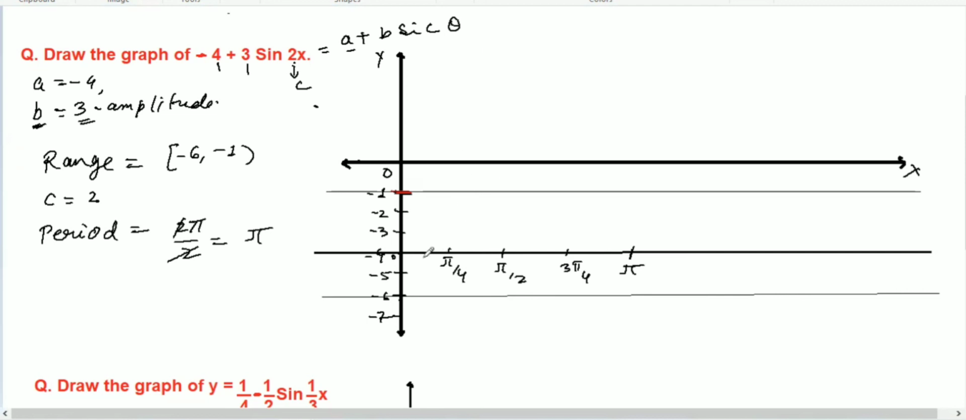Then draw the graph here. First find that our sine graph will cross 0, 0, and then our graph will go over here, then here, and then here, and then here. Draw the graph here. A smooth curve.